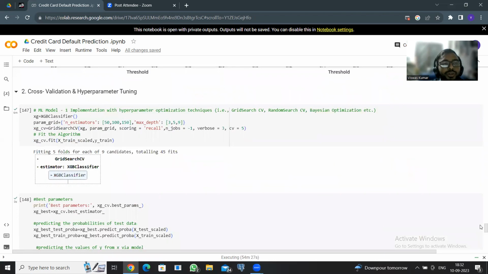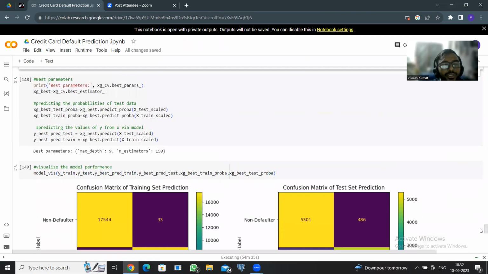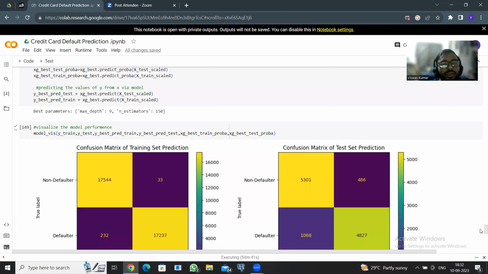I further tuned the model using grid search CV to estimate the best parameters. With grid search CV, I got the best parameters as maximum depth equal to 9 and number of estimators equal to 150. And I trained the model with these best parameters.